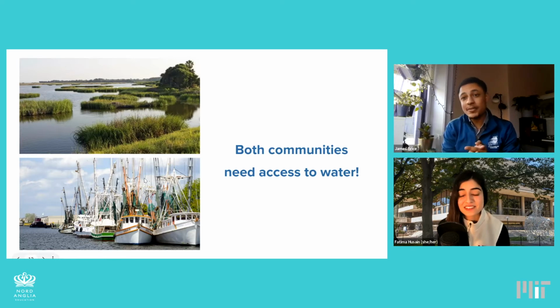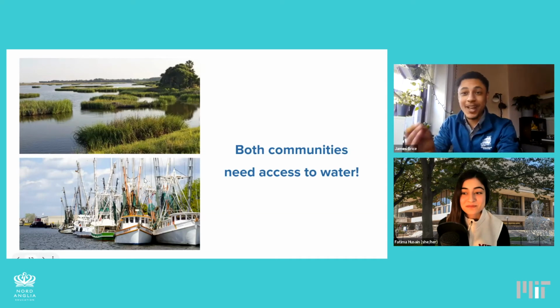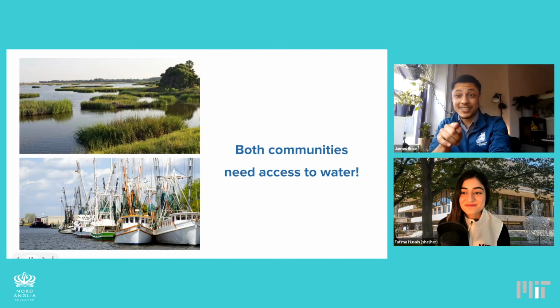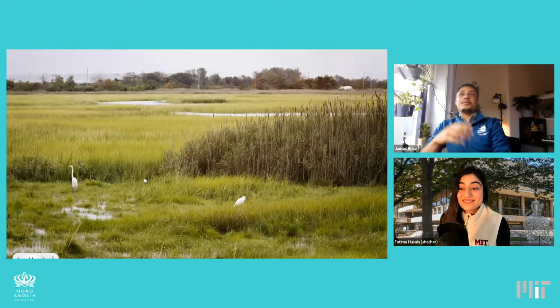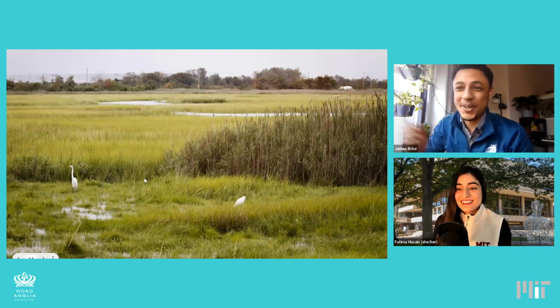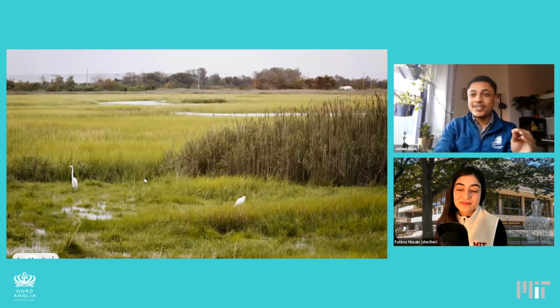And so there are a lot of human communities as well that rely on access to the ocean, like fishing communities, for example. So what do we do? It turns out the solution to a lot of these problems is actually this. Nature has the answer. Now, I bet you're like, why is James showing me another picture of a salt marsh? But that's because the salt marsh is often the solution to these problems.